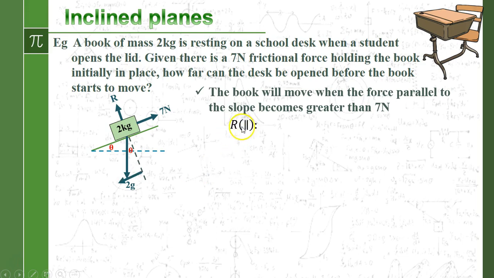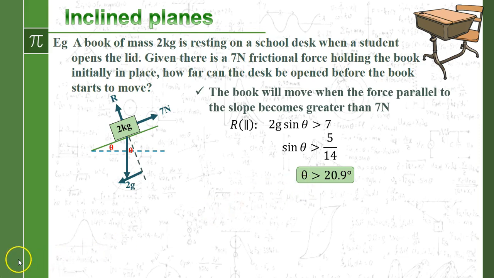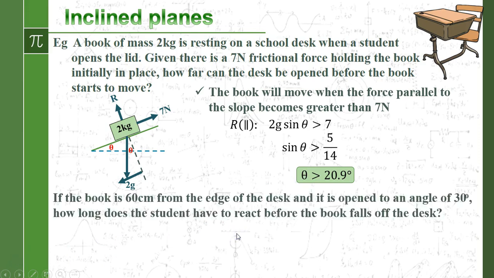And this is my notation for saying I'm going to resolve parallel to the slope. So in order for it to move, this force here, 2g sine theta, has got to be greater than the 7 newtons. Take the 2g over to the side, and so we've got 7 over 2 times 9.8, and it turns out that's 5 over 14. So therefore, we've got a value for theta that is 20.9. So in order for this book to slide off the desk, the desk has got to be open to more than 20.9 degrees.